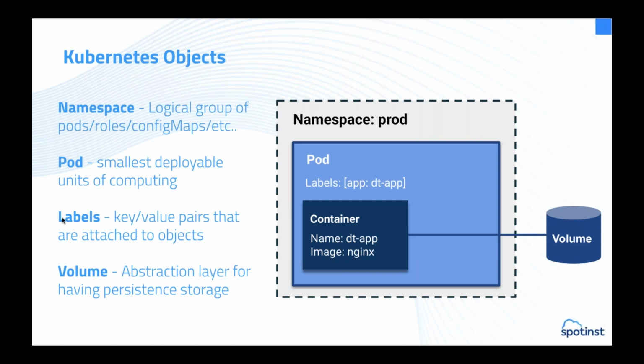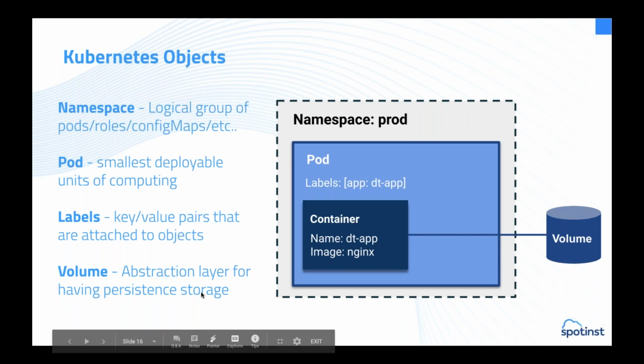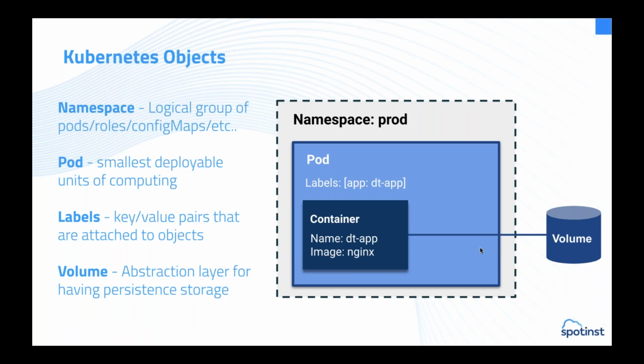The next thing would be labels. So in Kubernetes, everything is attached through key value pairs of labels. And actually, this creates the communication between different objects within Kubernetes. Volume is an abstraction layer for having persistent storage. So in case, for instance, that you're using AWS and you have AWS Cloud Controller, when you'll add a volume, it will create an EBS volume behind the scene that will be attached to your pods, your containers.